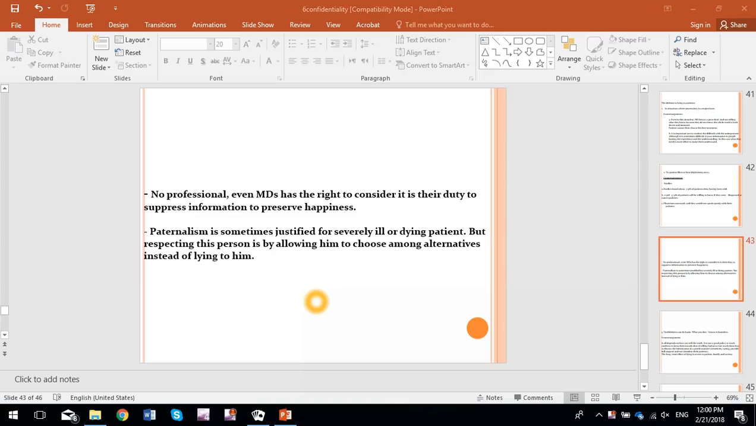Paternalism is sometimes justified for severely ill or dying patients. Correct. Paternalism, which is concealing certain information, but respecting this person by allowing him to choose among alternatives instead of lying to him. Even a dying patient, even a severely ill patient, sometimes justified, like as we said before, paternalism for comatose patients, patients under surgery, patients in severe bleeding, in emergency cases, but still respecting this person by allowing him to choose. Most persons, we need to respect them and allow them to choose among alternatives instead of lying to them.